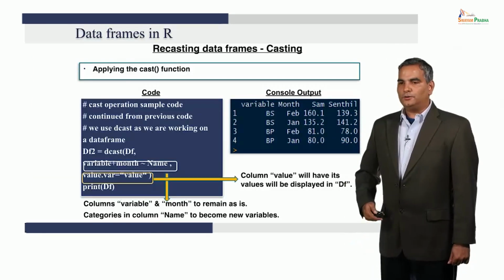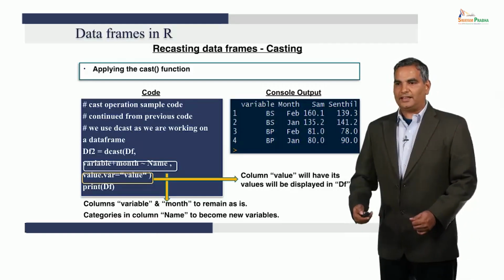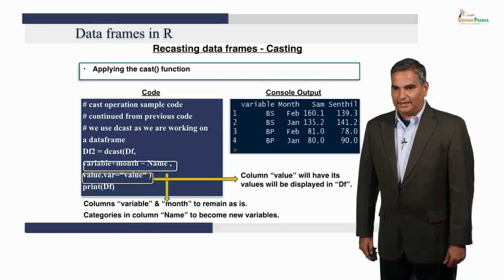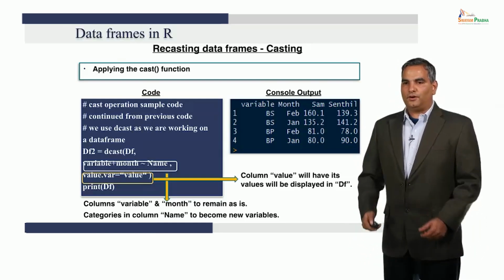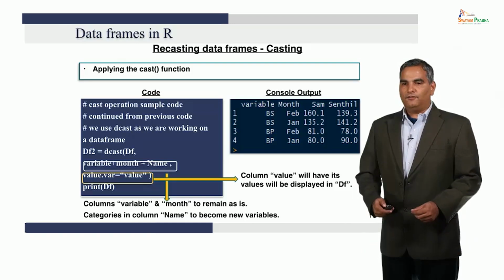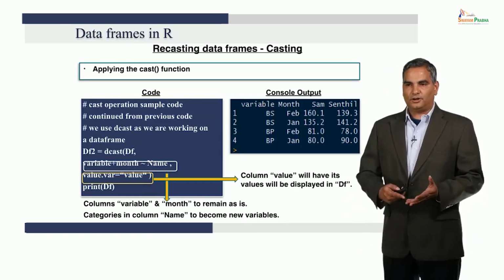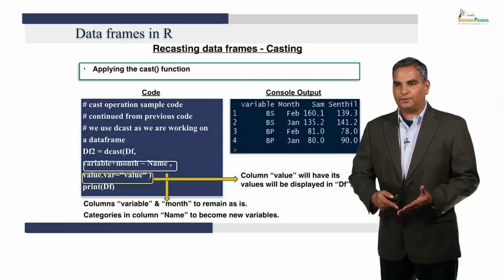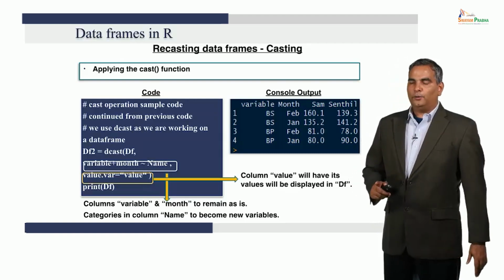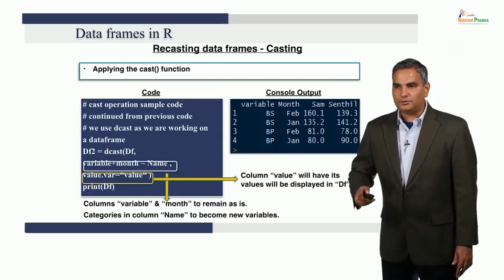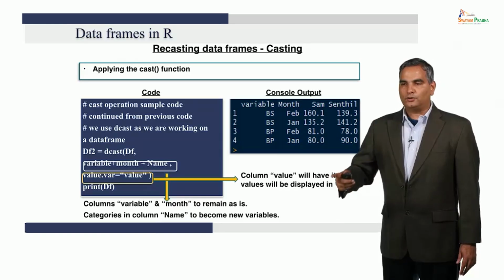Now, once you do that, the next step is to cast it in the way we want. The command for that is dcast, and the way you do this is the following. What you're saying is, variable and month are already variables that are there. Variable is blood sugar or blood pressure, month has February or January. Now, instead of saying Sam and Sindhil as just names, we are going to convert them also as variables.